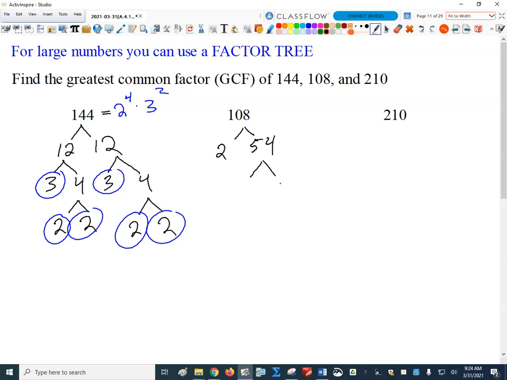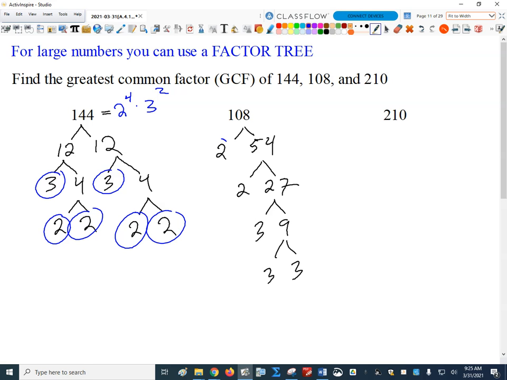2's done. 54, what are two numbers that multiply to 54? Let's pick single digit ones. Pick easy ones. Say it again. 27 and 2 we could do, sure. 27. Okay. And then 9 would just be 3 and 3, right?